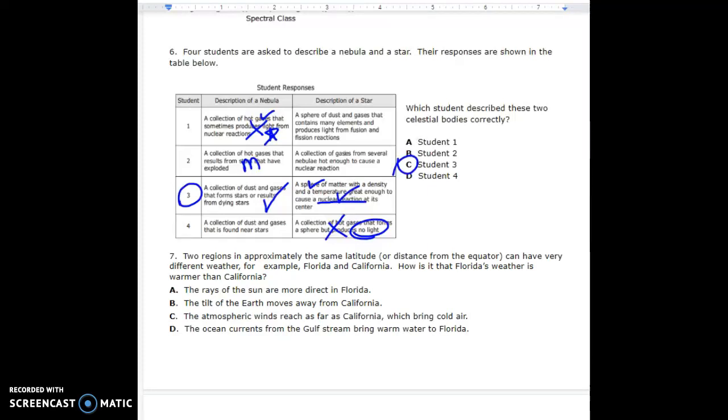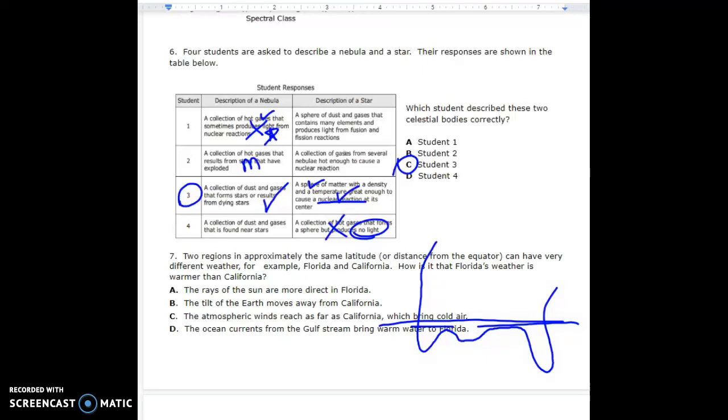Number 7, two regions in approximately the same latitude or distance from the equator can have very different weather. For example, Florida and California. So we've got Florida here, and then you go to California over here. So pretty much close to the same type of latitude. We can't really say that one is that much closer to the equator than the other. But why is Florida's weather so much warmer than California?